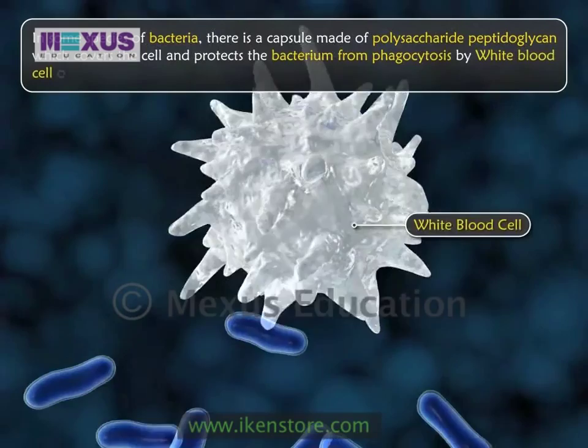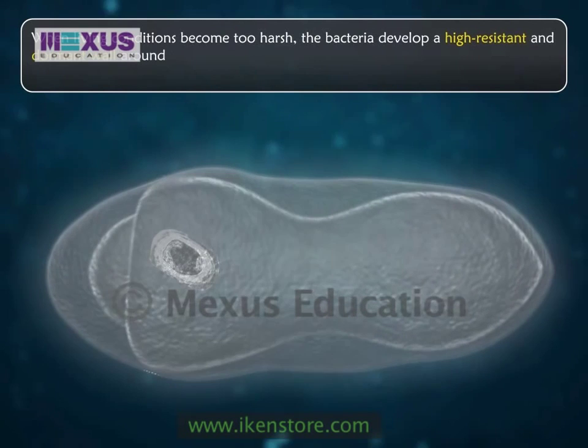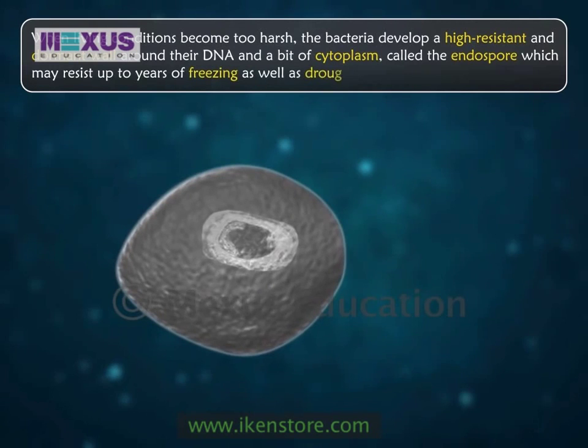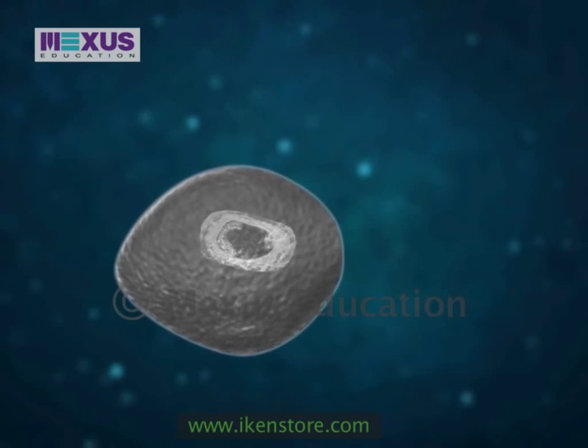When living conditions become too harsh, bacteria develop a highly resistant and dormant wall around their DNA and a bit of cytoplasm called the endospore. The endospore may resist up to years of freezing as well as drought. The rest of the cell that has not been covered by the endospore dies. When the conditions become suitable for the bacteria to become active again, the endospore becomes an active cell.